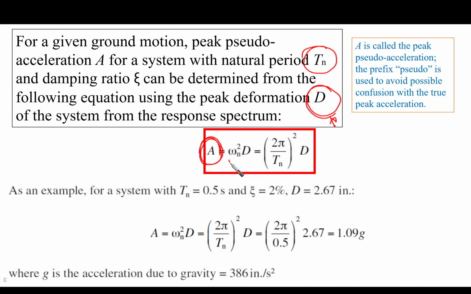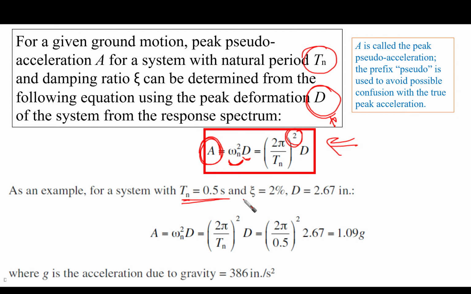In this case, it equals omega n squared times d, where omega n is equal to 2 pi over Tn, the same as we said, but raised to the power 2, times d. Okay? And then it is going to be very easy for us to obtain the pseudo acceleration response spectrum. We're going to follow the same routine that we have done before.